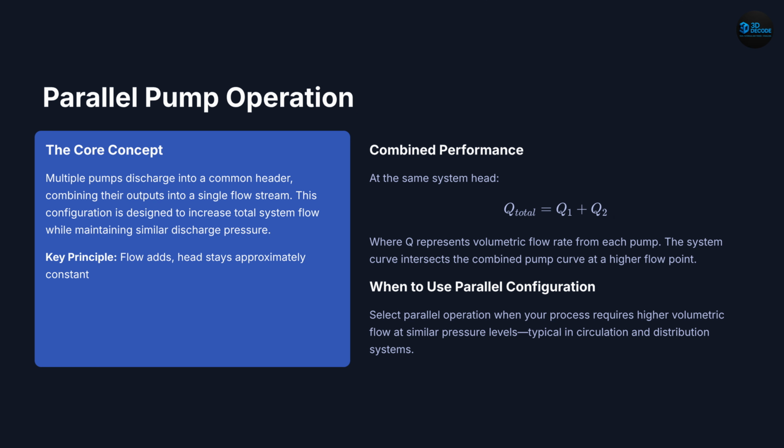Slide 3. Parallel operation. In parallel configuration, multiple pumps discharge into a common header. The flow from each pump combines, increasing total flow capacity. However, the pressure remains approximately the same. This is ideal when the process requires higher flow at similar pressure.